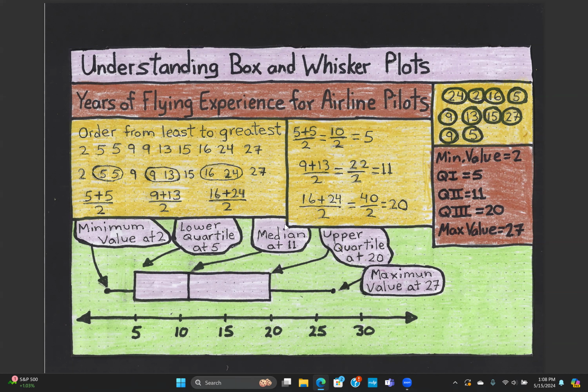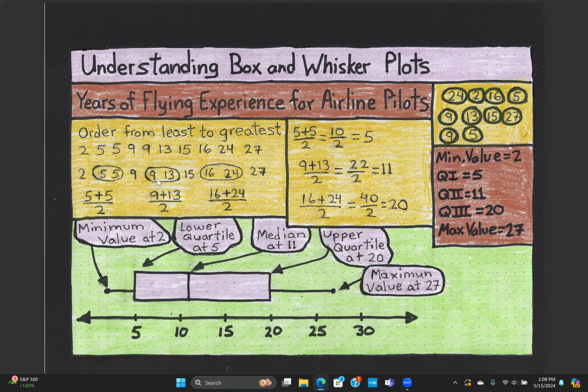In this case, 10 airline pilots were surveyed and they gave their years of experience: 2, 5, 5, 9, 9, 13, 15, 16, 24, 27. These numbers are put in order from least to greatest. Because we have 10 numbers in our data set, we're going to have to circle sets of numbers just to get the median. Because everything is even, we have to find the number that's in between the numbers that we circle.